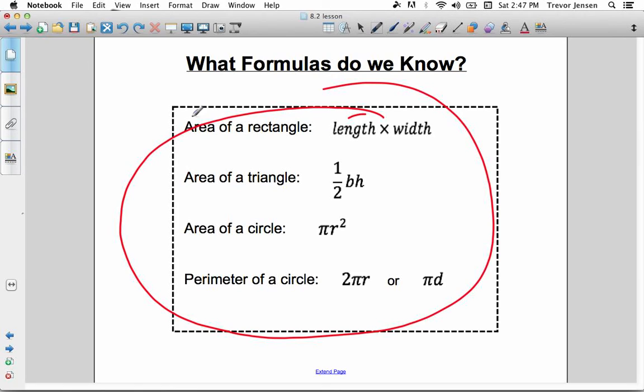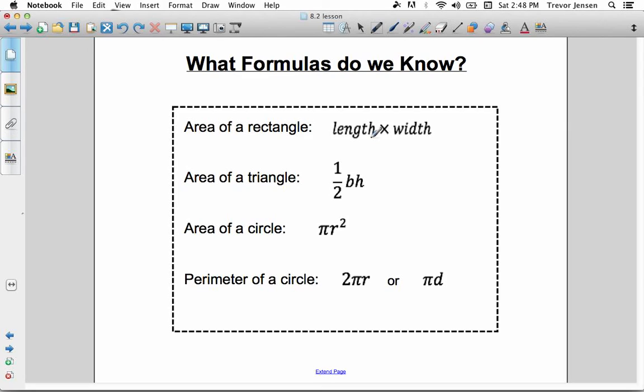So if you want to find the area of a rectangle, you'll need to do length times width. If you want to find the area of a triangle, you'll need to do half times the base times the height, or base times height divided by 2. Both are equivalent, whichever one you would prefer.